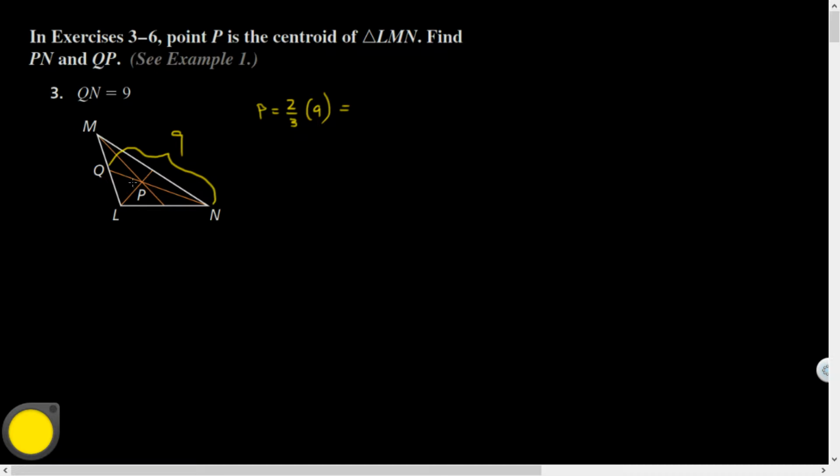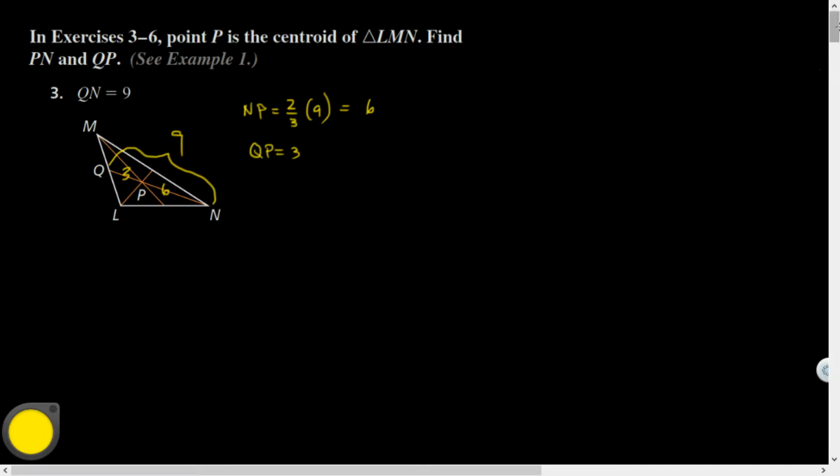So the centroid is composed of the medians. What are medians, by the way? Could someone tell us? They connect a vertex to what? The midpoint of the opposite side, yeah. So 2/3 of 9: 9 divided by 3 is 3, times 2 is 6. So I'll call it NP there. NP is equal to 6, and the other length by segment addition postulate and then subtraction property of equality would be 3.